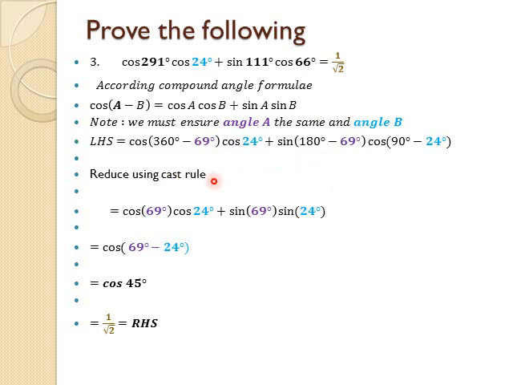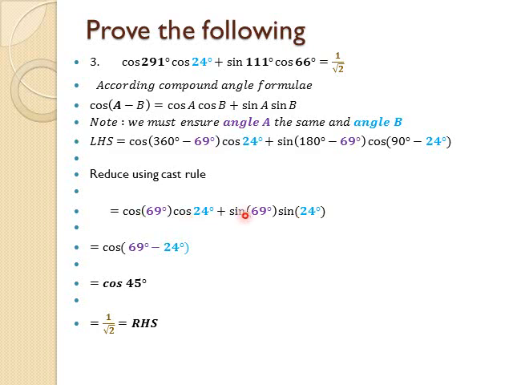So we reduce using the CAST rule. In the fourth quadrant cos is positive, so that simply becomes cos 69. That stays cos 24. My plus stays. 180 minus 69 in the second quadrant, sine is positive, so that stays sine 69. And cos 90 would become sine, but 90 minus is first quadrant, so therefore stays positive, sine 24.